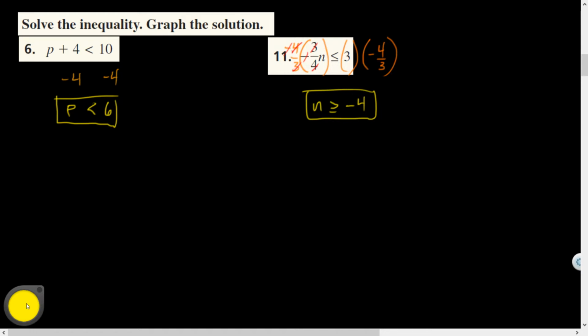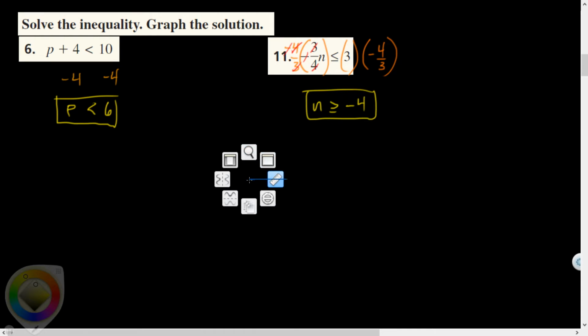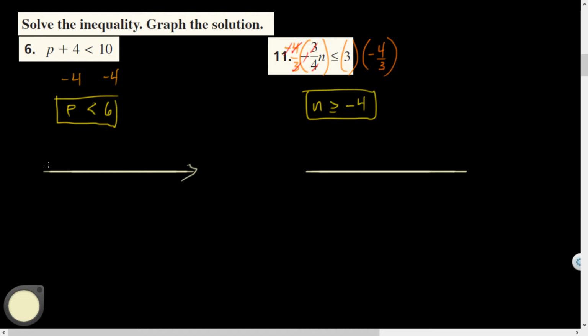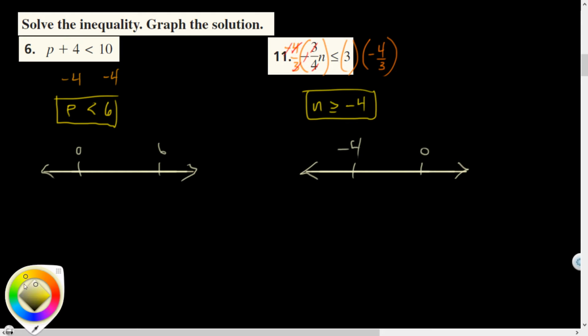All right. Let's quick number line this. These will be the only 2 that I graph today because I'm trying to do this más rápido. So here are my number lines. 0 and 7, and 0 and -4. All right, so let's graph this.